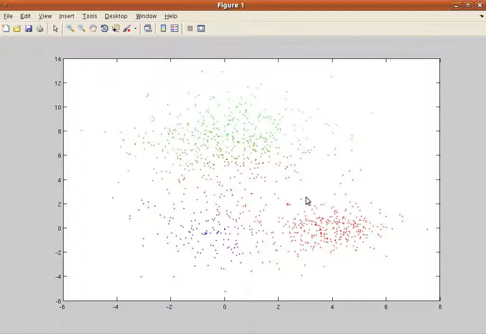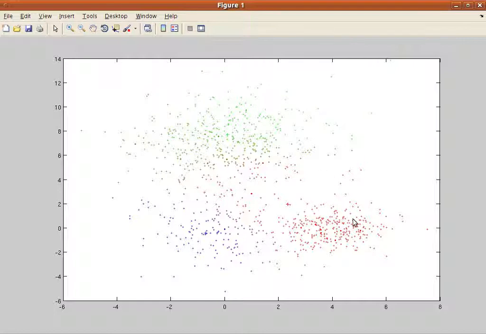The color here also shows, for each data point, whether it belongs to the red cluster, the green cluster, or the blue cluster. On the boundary you can see it's not very certain whether it should be red or green. So in the E step, for each of these data points, we are trying to figure out whether it belongs to each of the clusters.